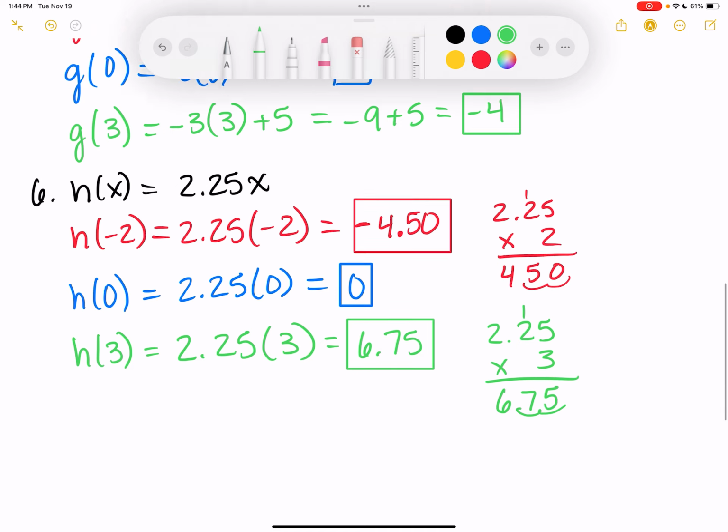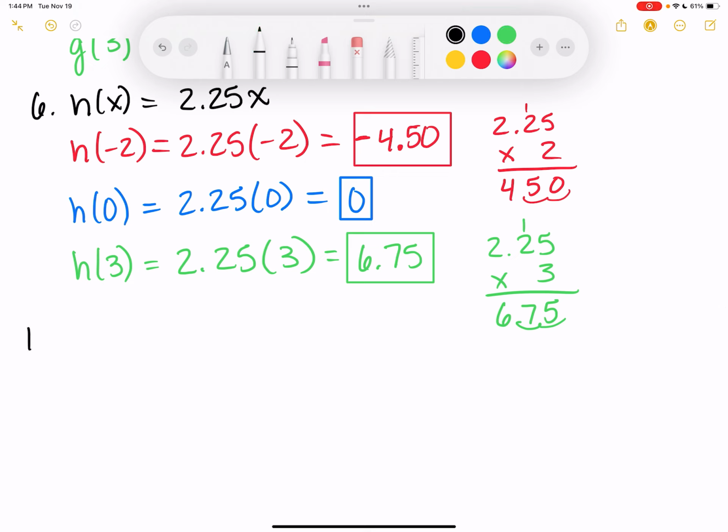Let's jump down to number 10. D of x equals negative 3 over 2 times x plus 5.